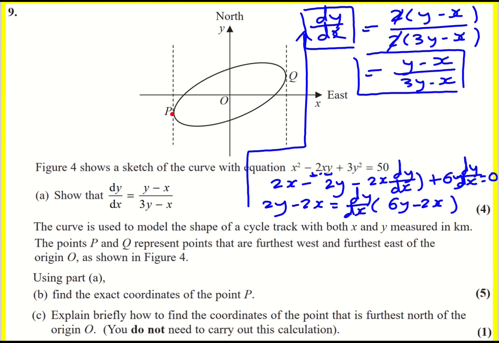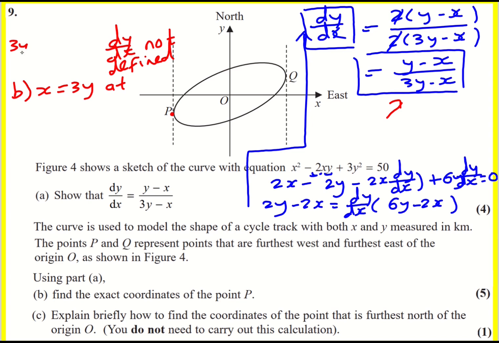Okay, so it's at this point here, well, the tangent is just a vertical line, and so the derivative would be not defined. There is actually no gradient at that point. So the only way this can be the case with our dy by dx is if the denominator is 0. So x equals 3y, or 3y minus x is 0. That's P and Q, which implies x equals 3y.